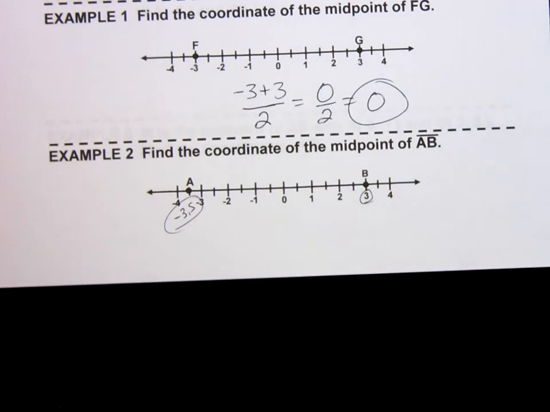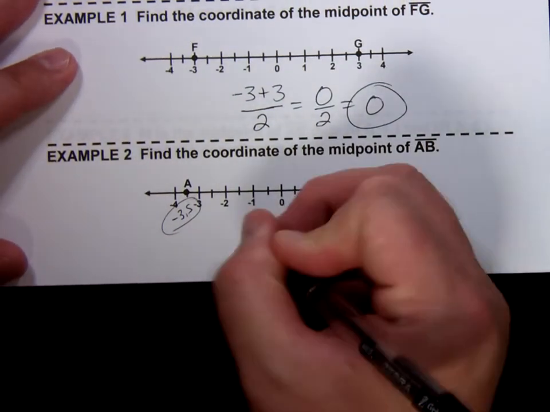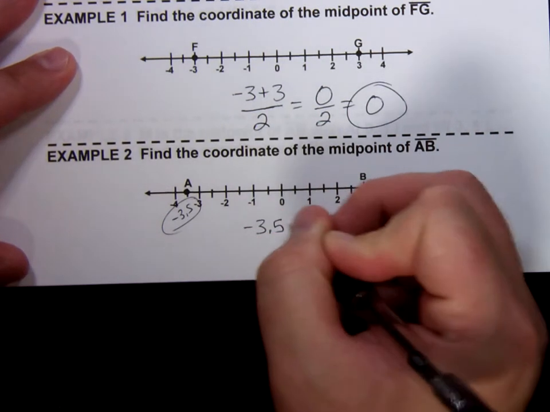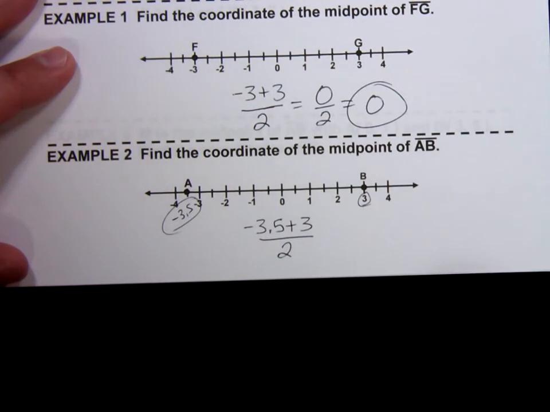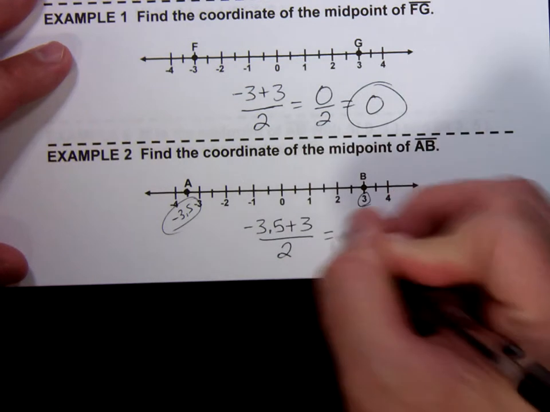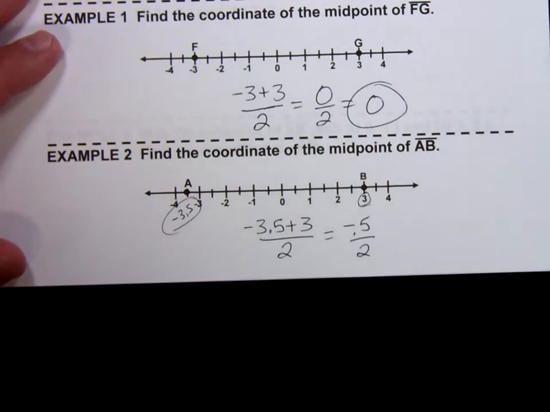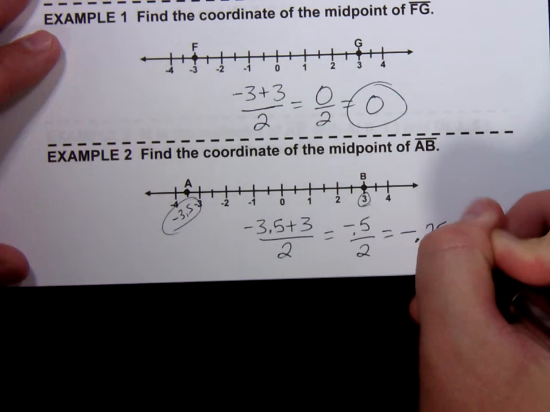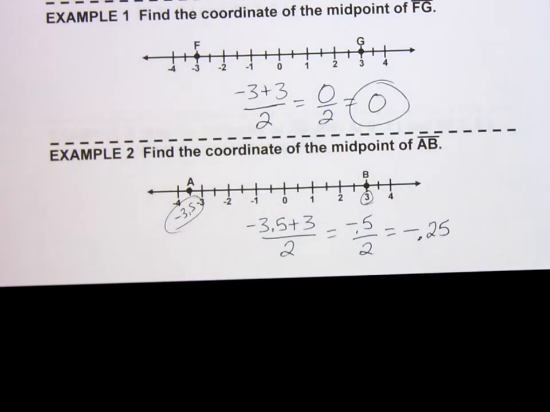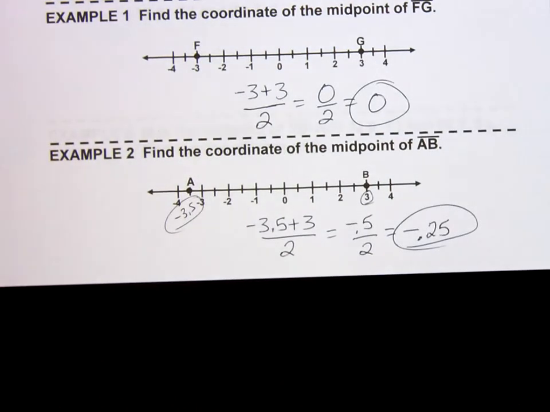Okay, so those are our two coordinates. Those are A and B. We're going to plug those into the formula. A plus B divided by 2. Alright, -3.5 plus 3 is -0.5. And -0.5 divided by 2 is -0.25. Or you could say -1/4 if you want to write it as a fraction. But the midpoint will be at -0.25 or -1/4.